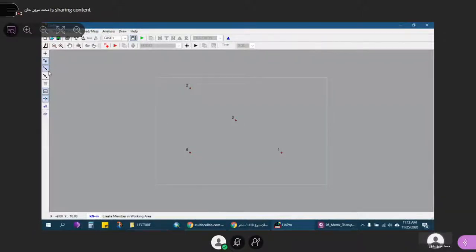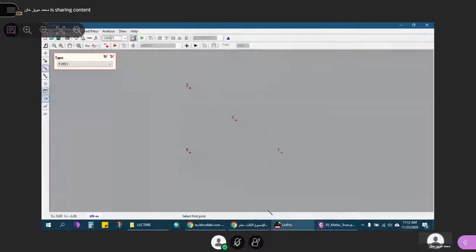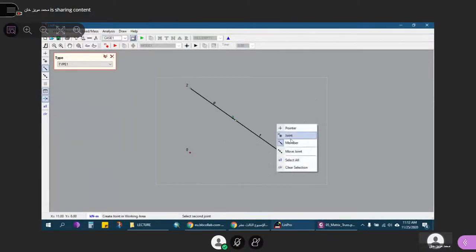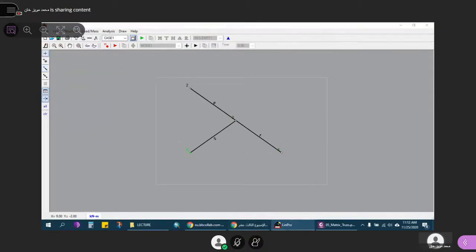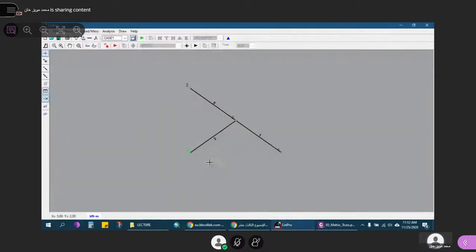Let me make the members. All right, so this is done. Next, what do I have? I need to assign the supports. I have 3 hinge supports.